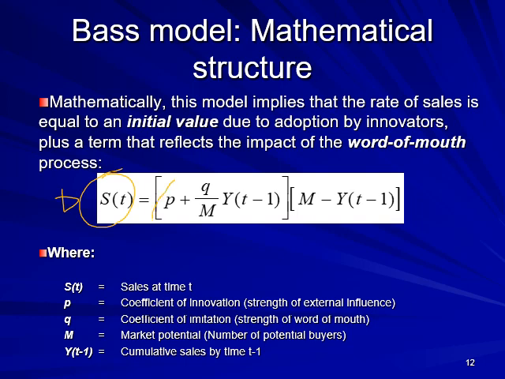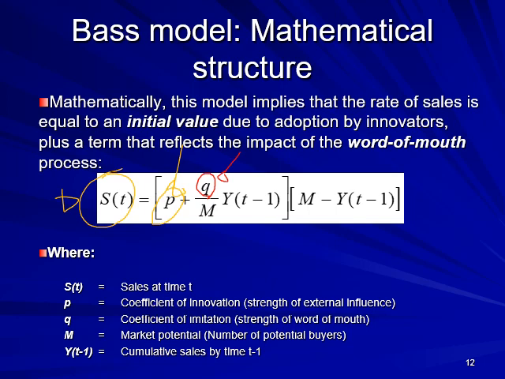So the coefficient of imitation is going to be Q, and the coefficient of innovation is going to be P. Right? So these two coefficients over here are going to capture the strength of these two effects that I was talking about. One is just the fact that some people are innovators, and because of that, they're going to jump in the marketplace. That's it. That's going to be captured by P right here. And the other effect that we're going to try to capture is captured by this Q, which is that as you hear from others that have already adopted the product in the marketplace, you're going to be more likely to adopt it.